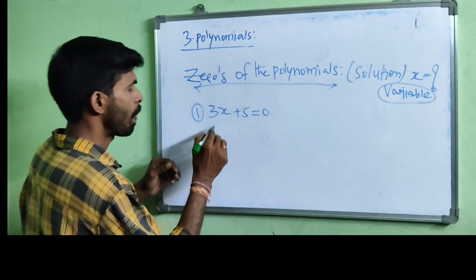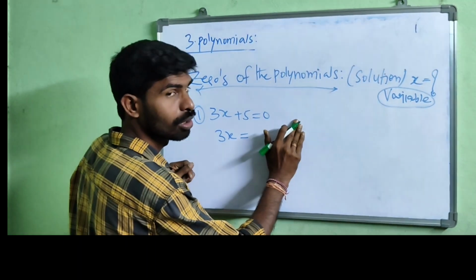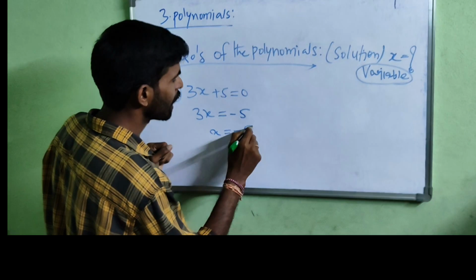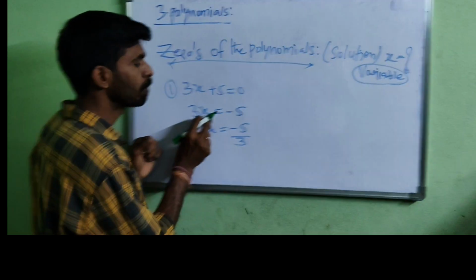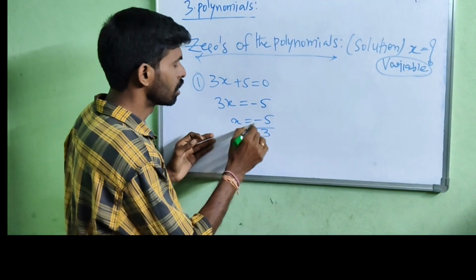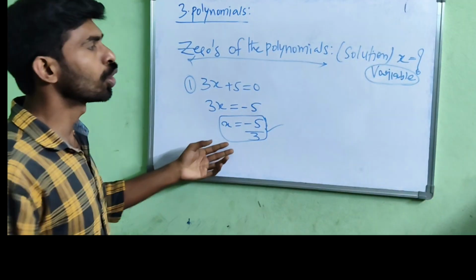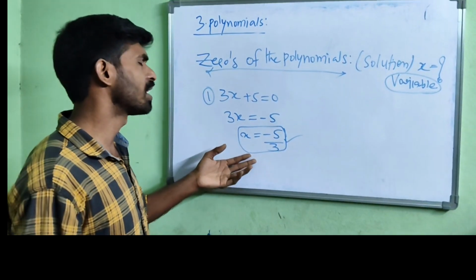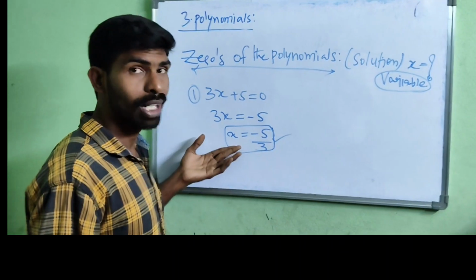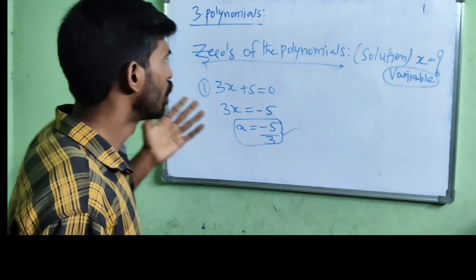Okay, right. Here 3x equal to, what happened? The plus 5 goes towards the right side as minus 5. x equal to, what happened? Minus 5 by 3. Because here it is multiplication, if we take it towards the right side, it will be division. Right? That's why x equal to minus 5 by 3. This is the zero of the polynomial. Nothing but this is the solution of the polynomial. Nothing but we are finding out the variable. What the variable is, that is nothing but the zeros of the polynomial.